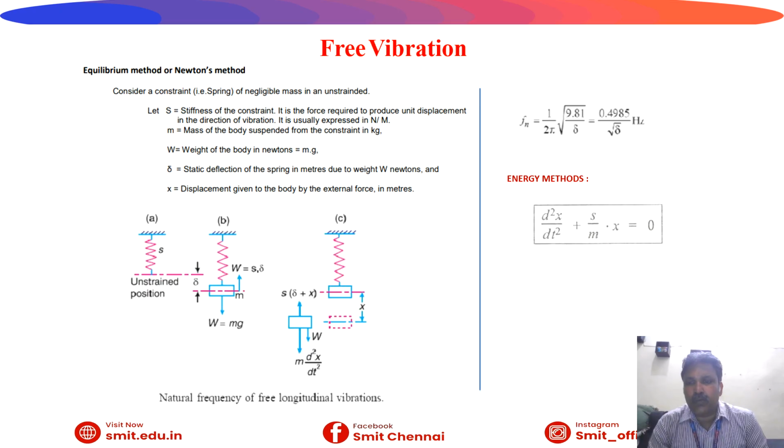That is Fn equal to 1 by 2 pi, root of 9.81 by del, which is equal to 0.4985 by root of del. Everywhere we are using this formula, and it is very important for solving the problems. Then by the energy method, we have the expression: d square x by dt square plus s by m into x is equal to 0.